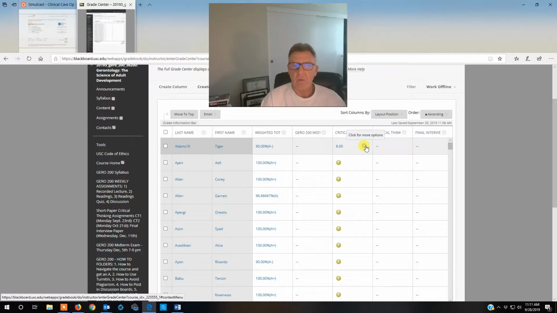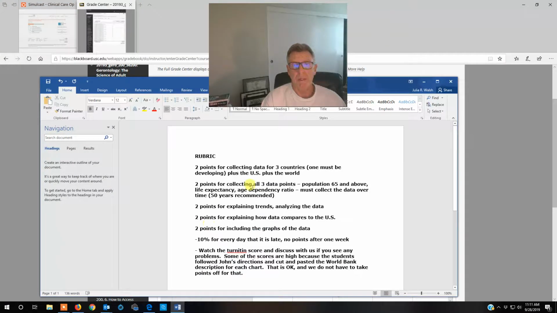First of all, you'll take a look at the rubric that Julia has sent out, and try to be systematic in how you apply this. 2 points for collecting data for 3 countries. One must be a developing country, plus the U.S. and plus the world. They have to have all those, and that was in my original instruction to the class. I said you're going to have 5 lines on your graph. So it's the U.S., the world, and 3 countries.